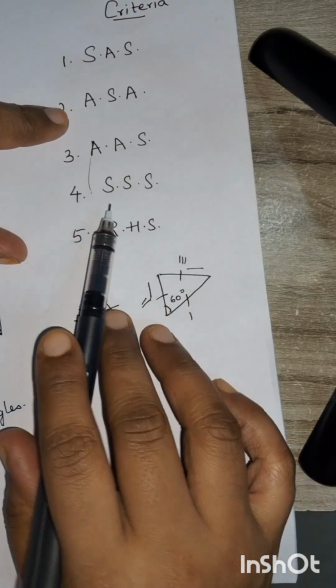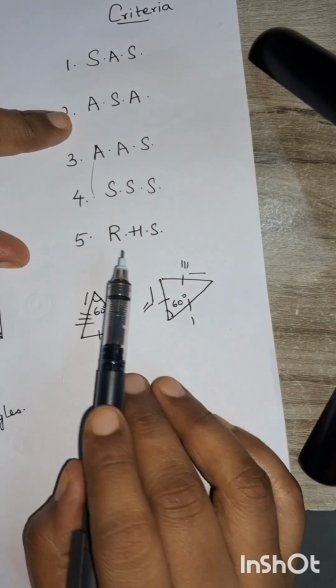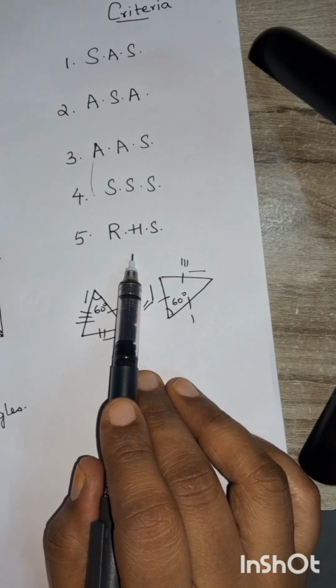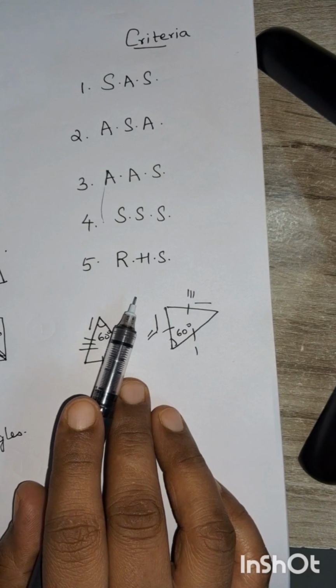Fourth is side, side, side. If three sides of one triangle are equal to the three sides of another, if two triangles have the same sides, at that time we can say that the two triangles are congruent to each other. The last is nothing but the RHS congruent rule.